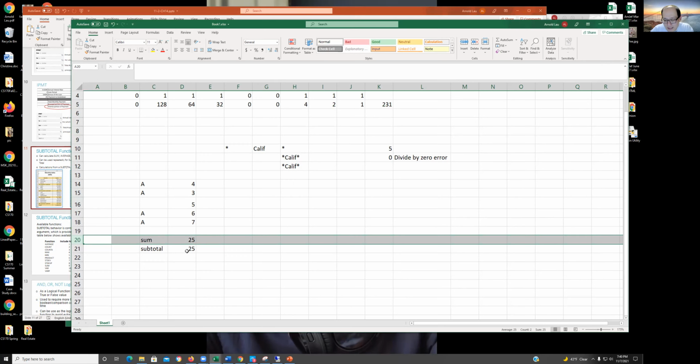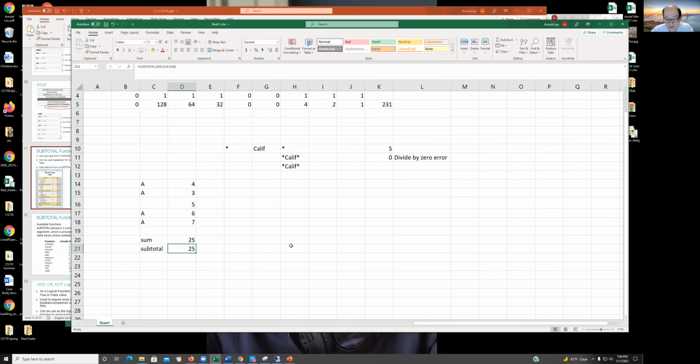Okay, so hopefully that is clear to you. What is the difference between using a sum versus the subtotal? Generally, if I'm looking at a table of stuff, and I want the average or the sum or whatever of something, I'll probably use the subtotal.